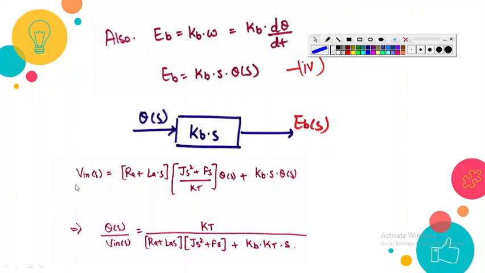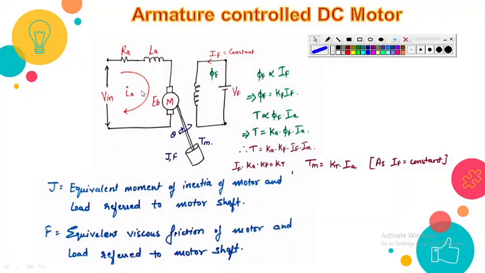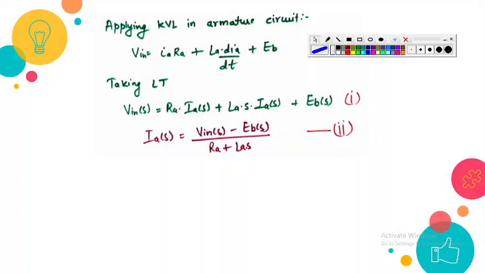So finally I have written this equation over here. From where has this equation emerged? This is nothing but the same KVL equation of the motor. So what was the KVL equation for the motor? This was a motor. It was Vin minus IA RA minus LA dIA by dt minus Eb equal to 0. So this was my equation.